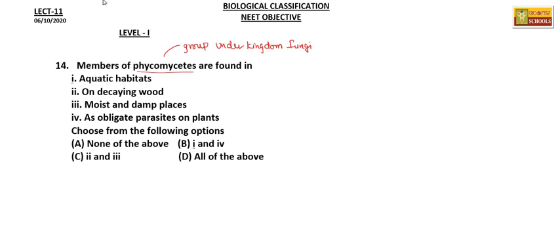Yes, they live in aquatic habitats. This is correct. And they are also seen on decaying wood, and in moist and damp places. And they are also seen as obligate parasites on plants. So this is also correct. So here, choose from the following options. All of the mentioned characters are true, so hence option D is the right answer.